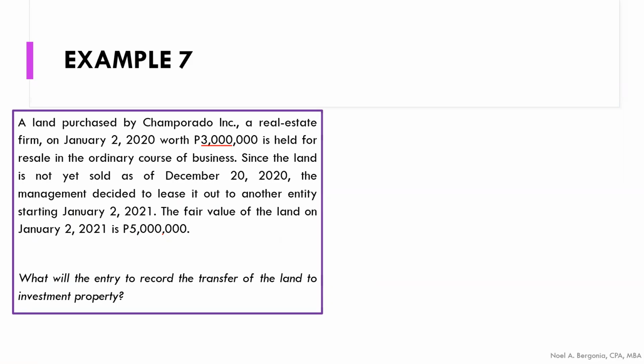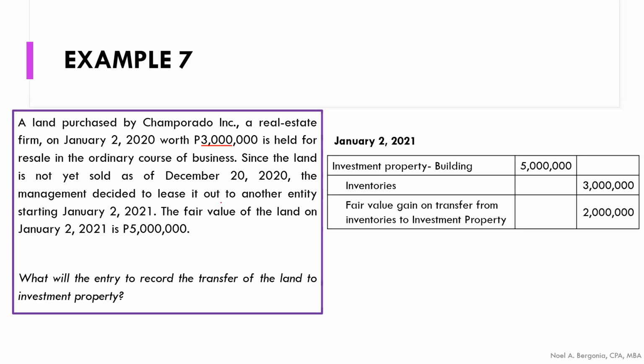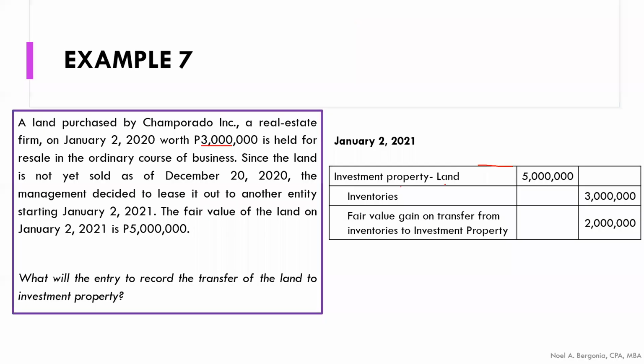So let's now transfer it. On January 2, 2021, that would be now a debit to investment property with the fair value of 5 million. Then you credit the costs of the land. Okay, it should be the land. So again, debit investment property land na 5 million. Then we credit the inventories at 3 million pesos, which is the costs.